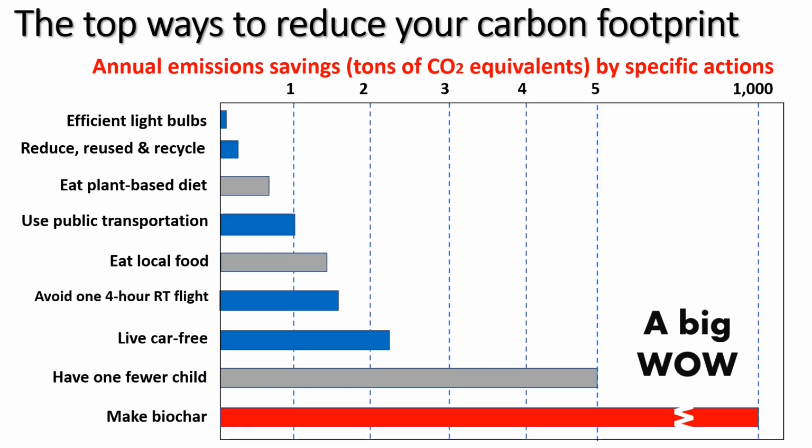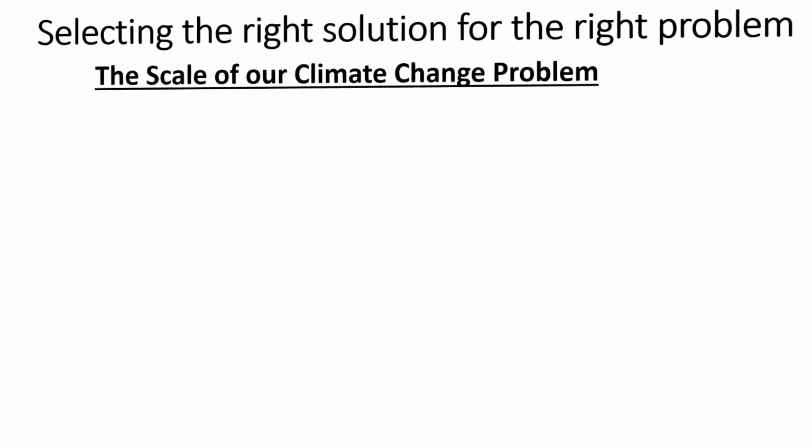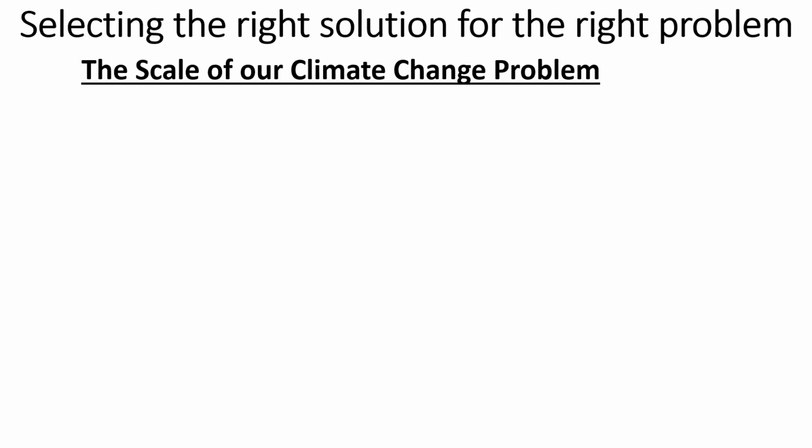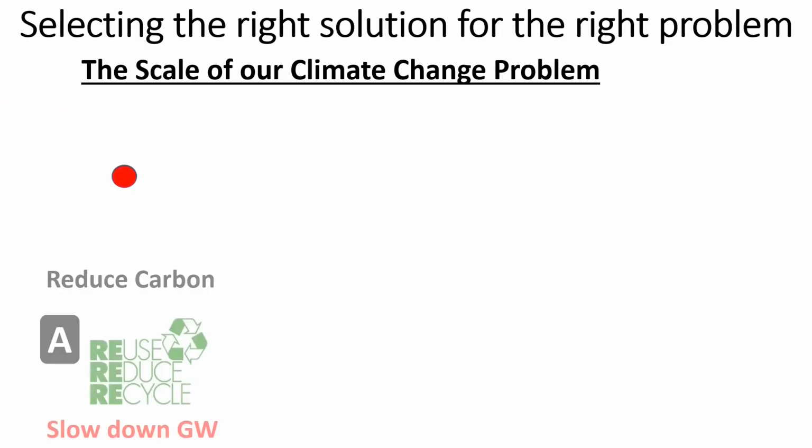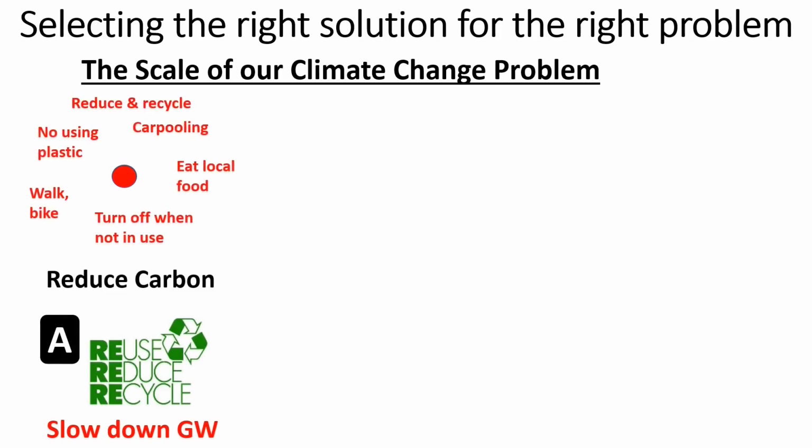Looking at the bigger scale, to combat our climate change and global warming problem, we need to select the right solution for the right scale of the problem. If our climate change global warming problem is this size, our plan A, which for the last 30 years has been to reuse, reduce, and recycle, would be the perfect intervention. Plan A would not stop global warming, but will slow it down.